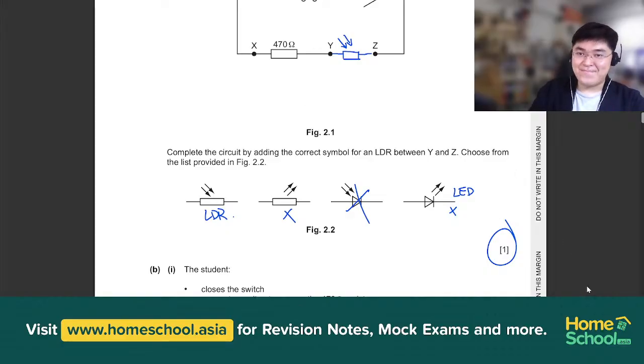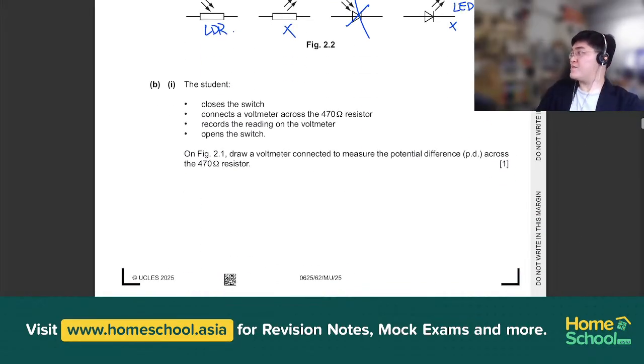Now let's move on to part B. Part B, the student now closes the switch, connects the voltmeter across the 470 ohm resistor, then records the reading on the voltmeter, and then opens the switch. So on figure 2.1, we are to draw the voltmeter, connected to measure the potential difference across the 470 ohm resistor. Right, so let's draw this over here.